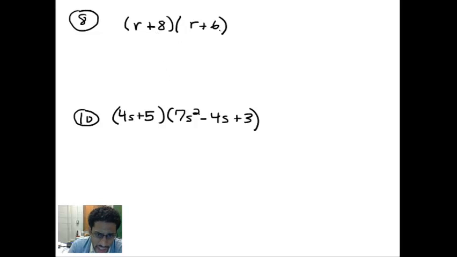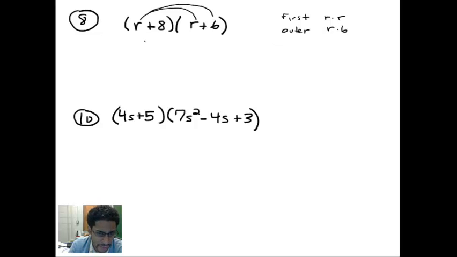Okay, this is asking us to multiply out these two binomials. One way to do it is called FOIL, where we take the first terms, which are r and r. We take the outer terms, which are r and 6.